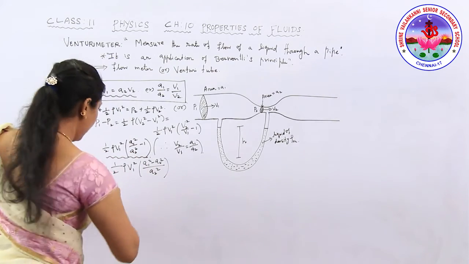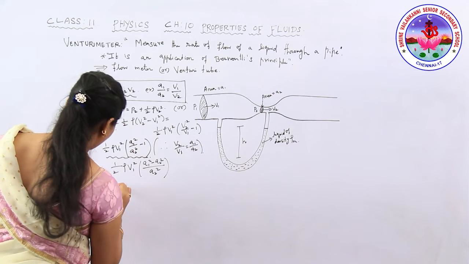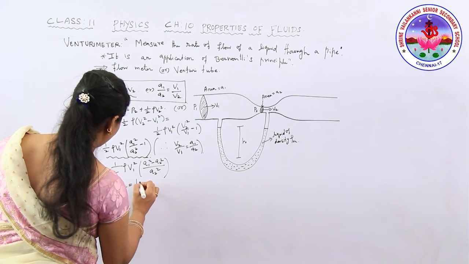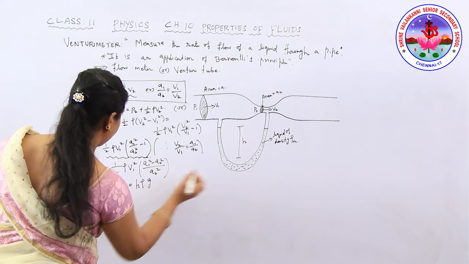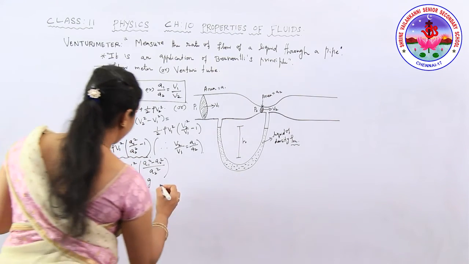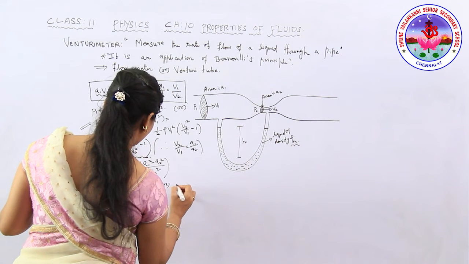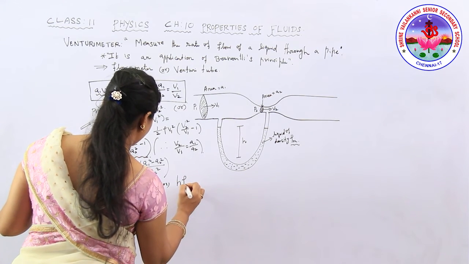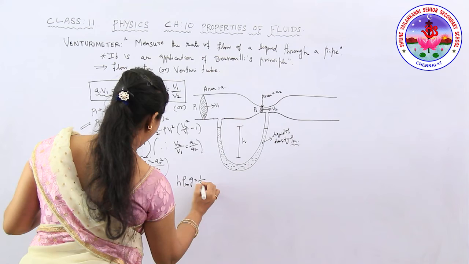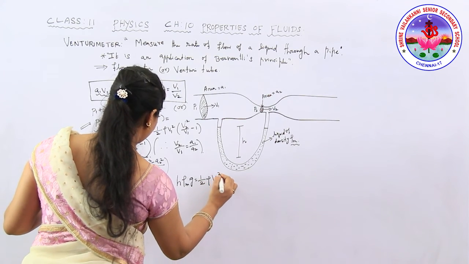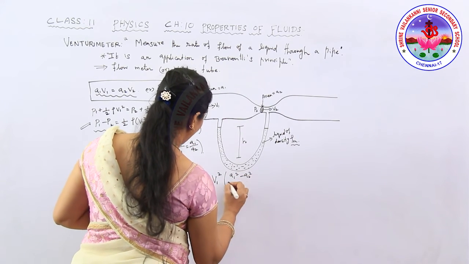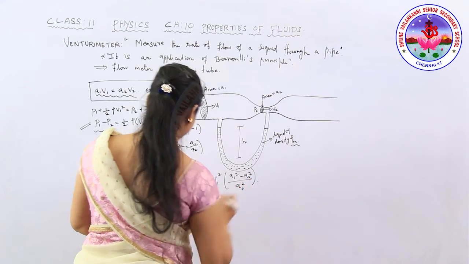Now P1 minus P2 equals what? h rho g. Here we have to take the density rho m. So rho m we can take. As we know, h rho m g equals half rho V1 square into A1 square minus A2 square, whole divided by A2 square.